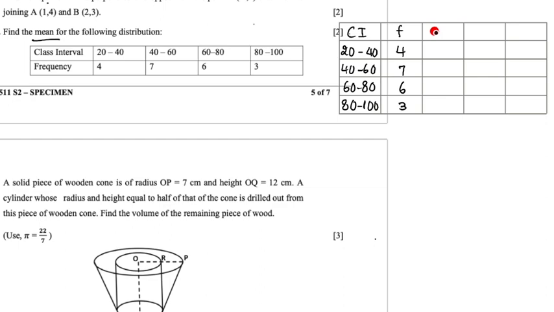Then we'll need the class mark, which is your value of x. That is the average of these two, the mid value, which will be 30. Here it will be 50, here it will be 70, here it will be 90, and then we will have fx. So our fx will be 30 4s are 120. Here it will be 7 50s are 350. Then 70 6s are 420, and 90 3s are 270.